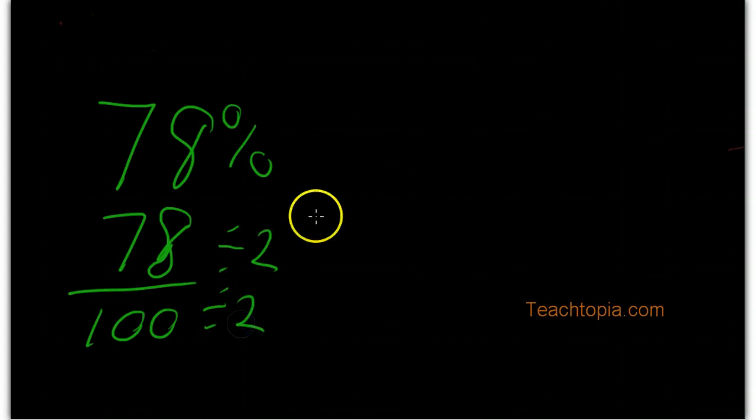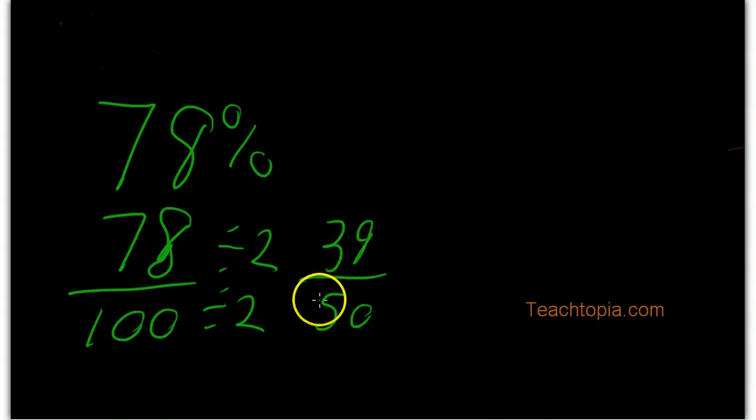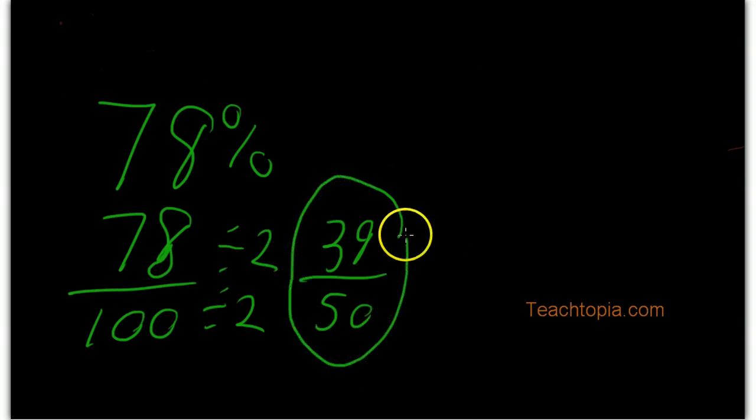Okay, 2 is clearly a factor of 78. That brings us down to 39 50ths. Could anything go into both 39 and 50? Do they have a common factor other than 1? No, they do not. So 78% in its lowest terms or simplest form is going to be 39/50.